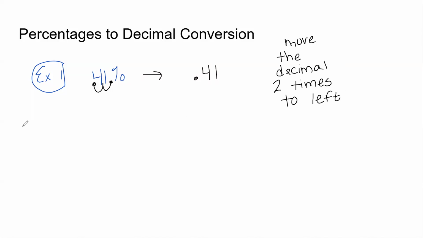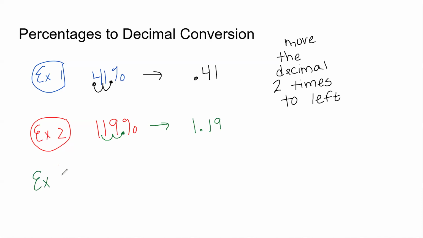Okay, let's show another example. Example 2. 119%. So yes, even though percentages are out of 100, they can be more than 100. I do not see a decimal in that one, so I'm going to place it at the right side of the number, and I'm going to scooch it twice to the left. 1, 2. 1.19. And that's it. Example 3.